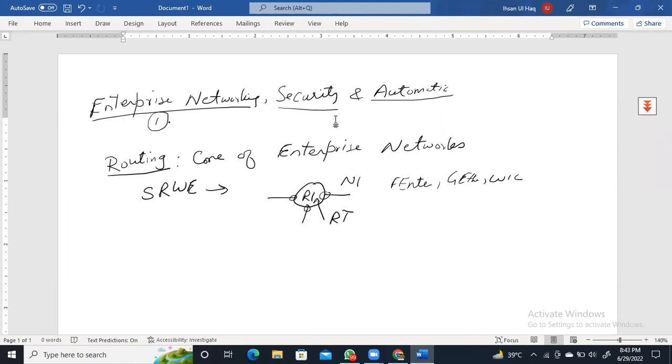So there are multiple interfaces, multiple types of interfaces, but whenever we assign an IP address to it, automatically in the routing table an entry is created. Okay, nice. Number 2, that was number 1.